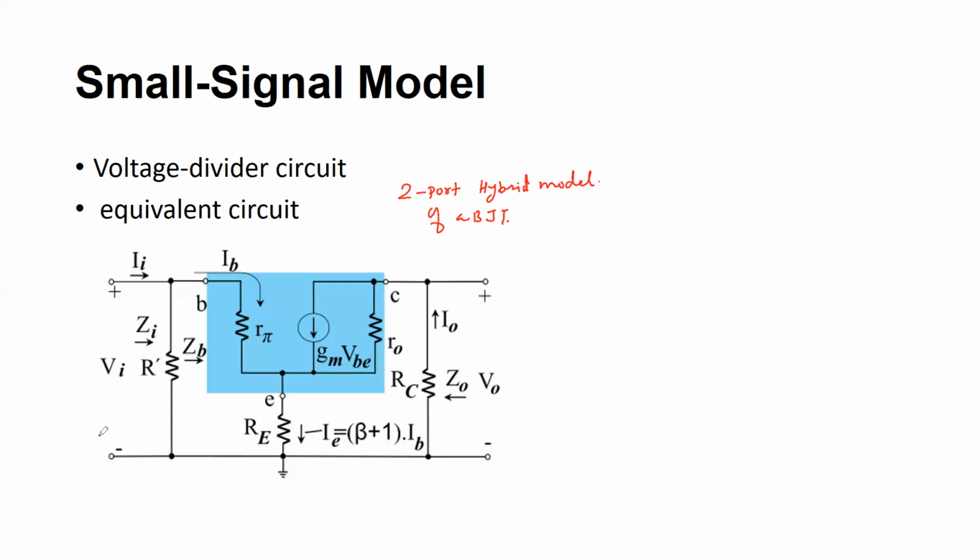When you look at the impedance of the network from the input side, that is called the input impedance, ZI. When you look at the impedance from the output side of the circuit, that is called ZO, which is VO over IO. This is an output current. And ZI is VI over II. There is an impedance noted here. If you look at the base and emitter pin of the transistor, that impedance is called ZB.